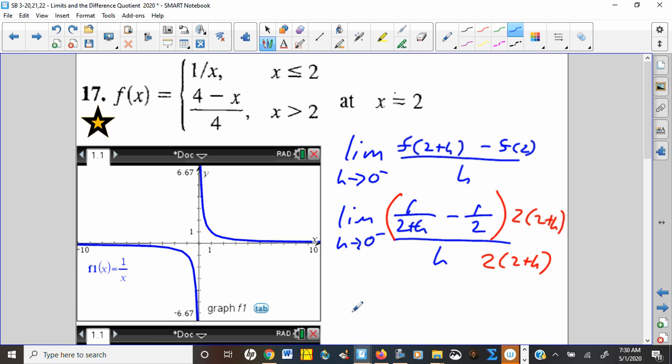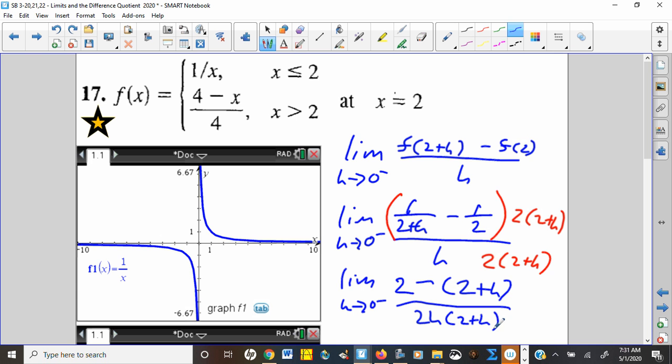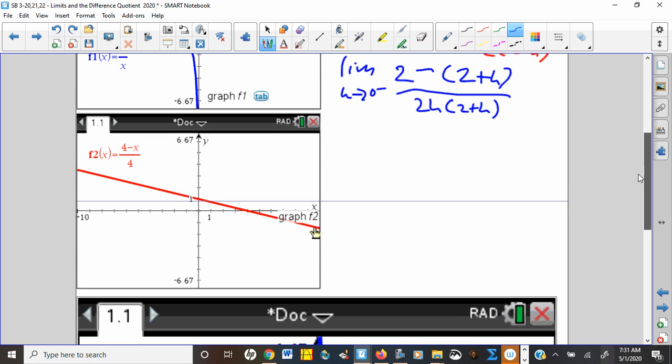And here's what's going to happen. We're going to get just a 2 on the top because the 2 plus h is canceled. 2 times 1 is 2. On the second term, the 2's will cancel, and I'll just get a 2 plus h. Okay. Don't forget those parentheses. 2h, 2 plus h. So that's where we now stand. Let us continue.